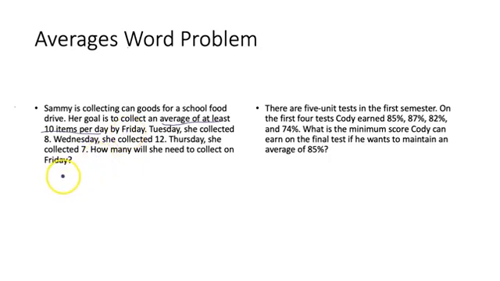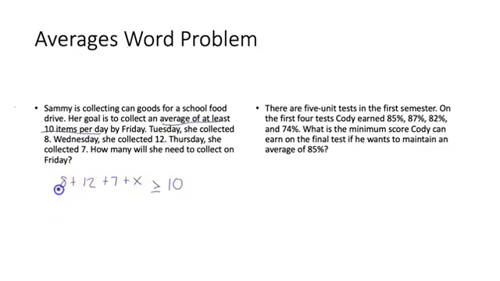On Tuesday she had 8, on Wednesday she had 12, on Thursday she had 7, and what I don't know is what she needs to collect on Friday in order to have an average of at least 10. Now remember, at least is greater than or equal to. I can have more than 10, or I can have 10, but I can't have less than at least 10.